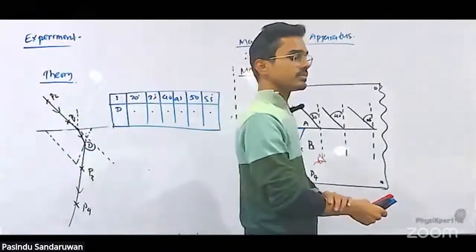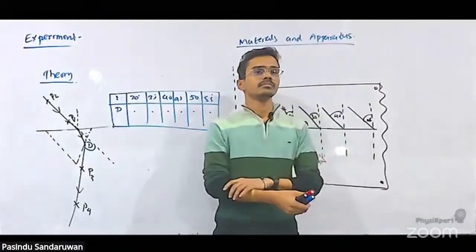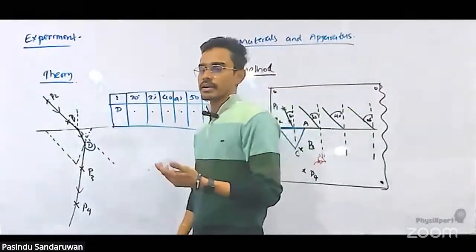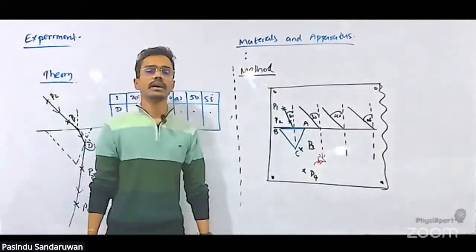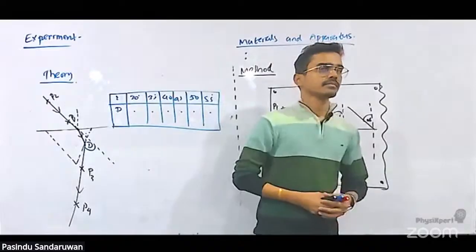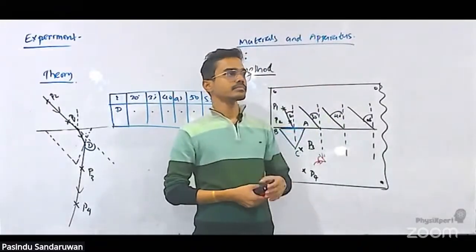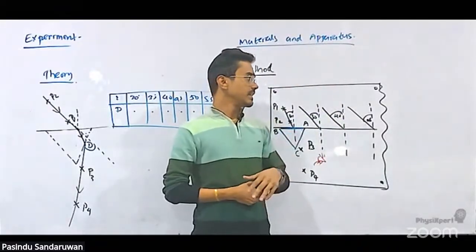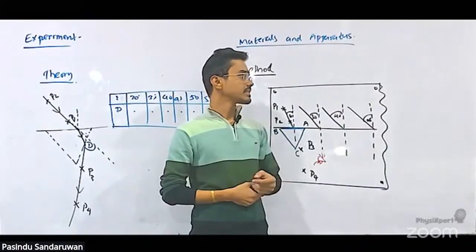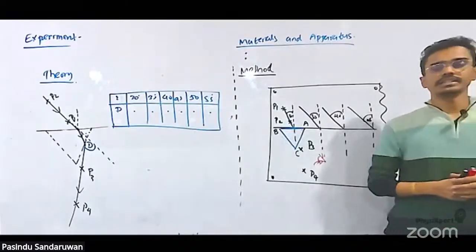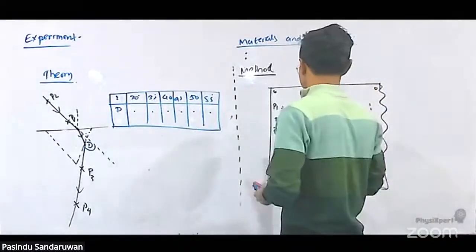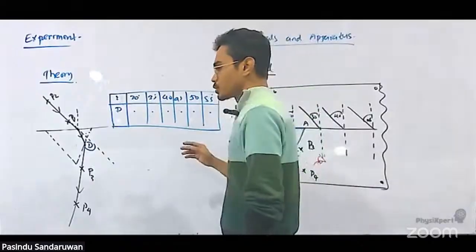Second point, mark angles starting from 30 degrees to each normal drawn.